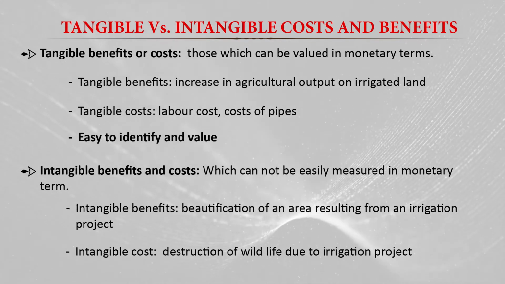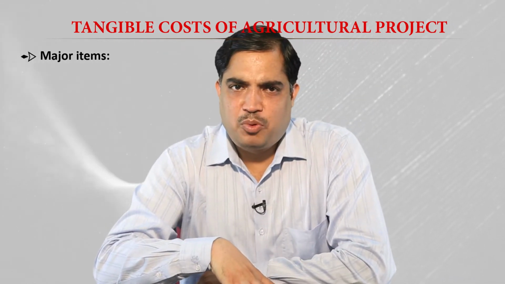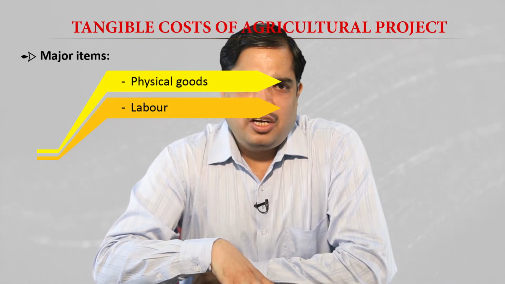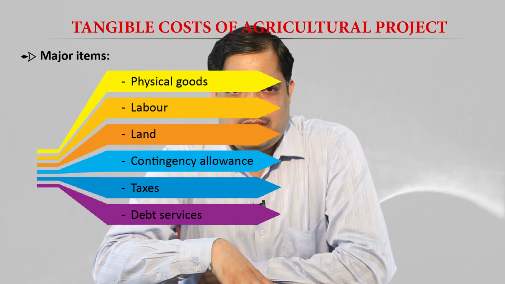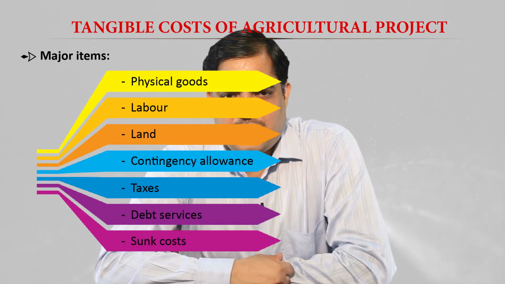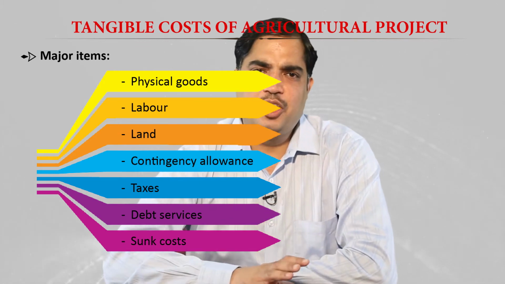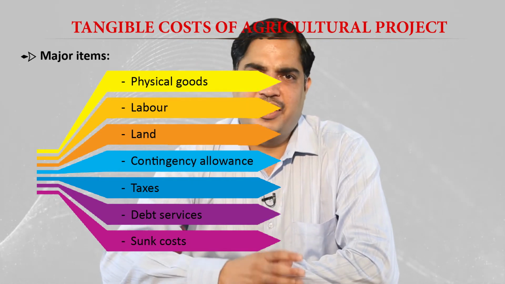of the project value. We have different types of tangible costs of an agriculture project, like physical goods, labor, land, contingency allowances, taxes, debt services, and sunk costs. These are the items we can easily measure as cost items, so we can say they are the tangible costs. We will learn about each cost item in detail.